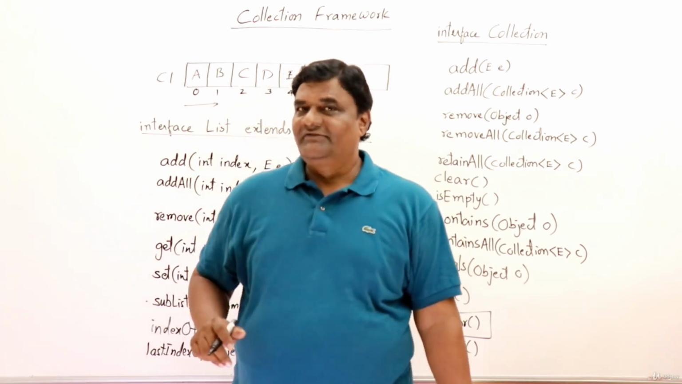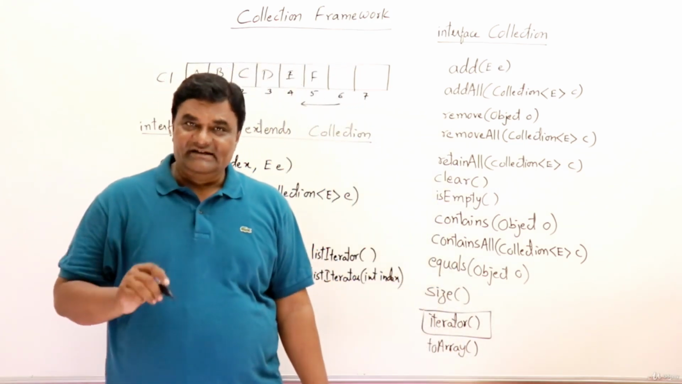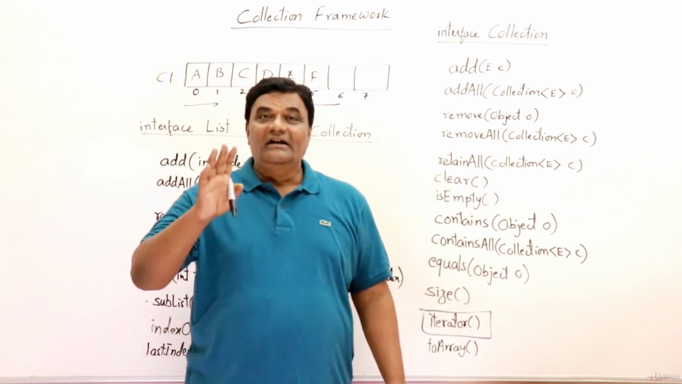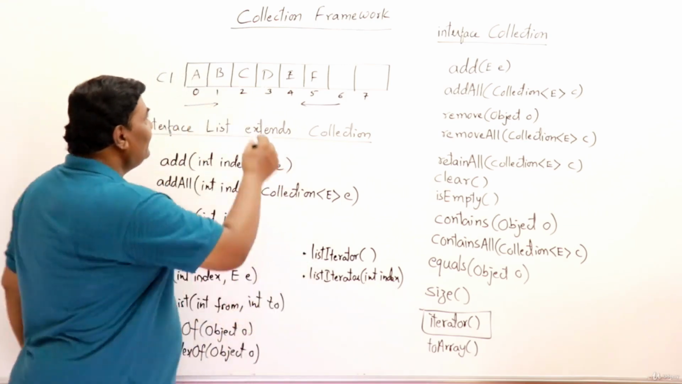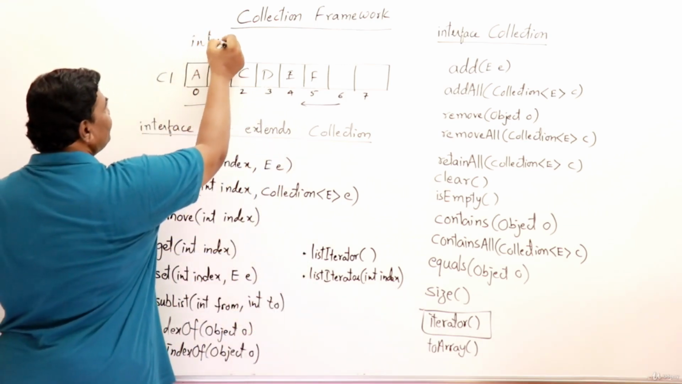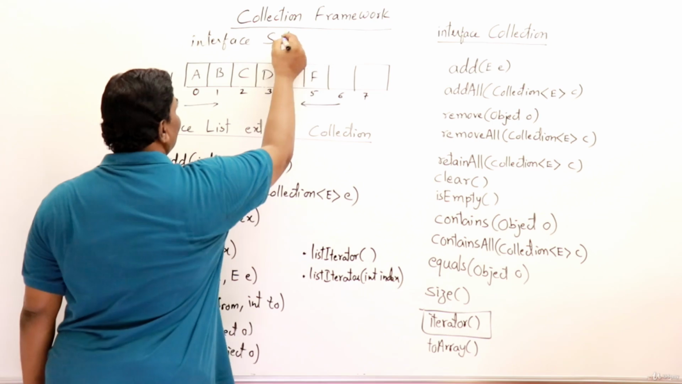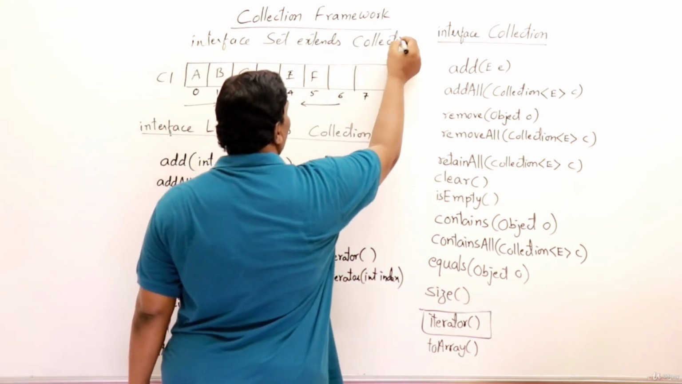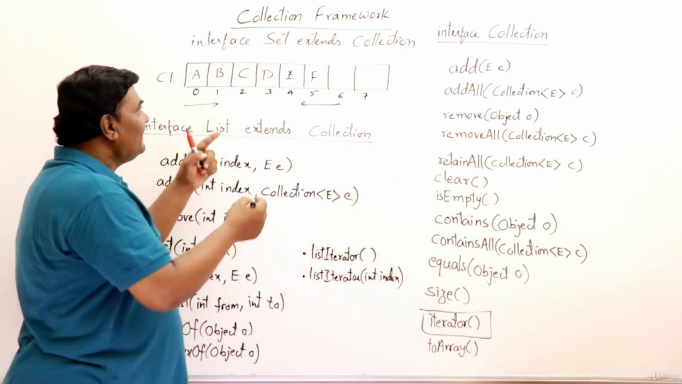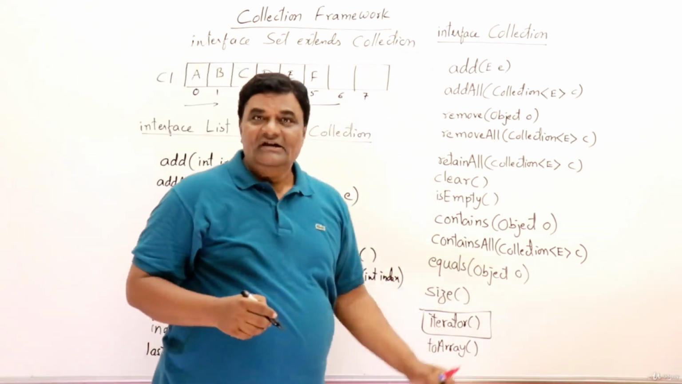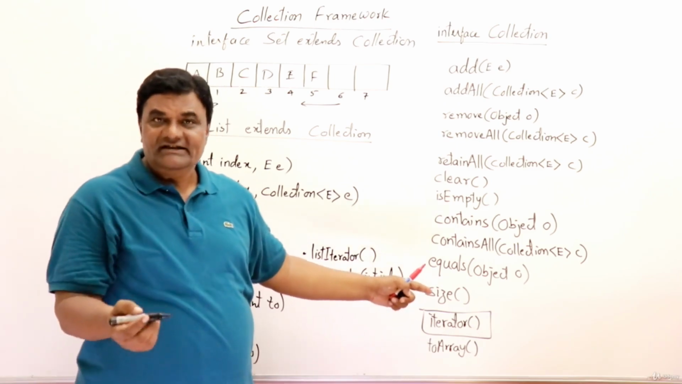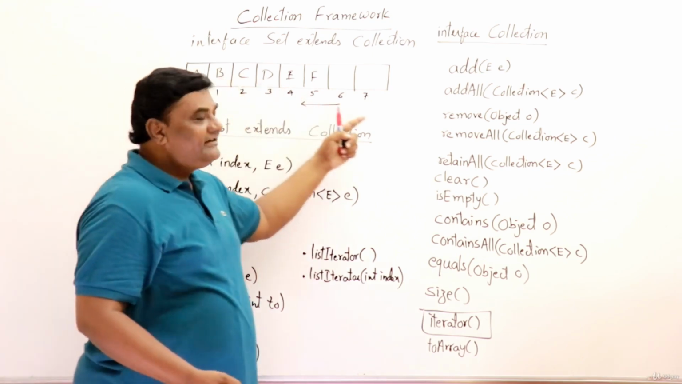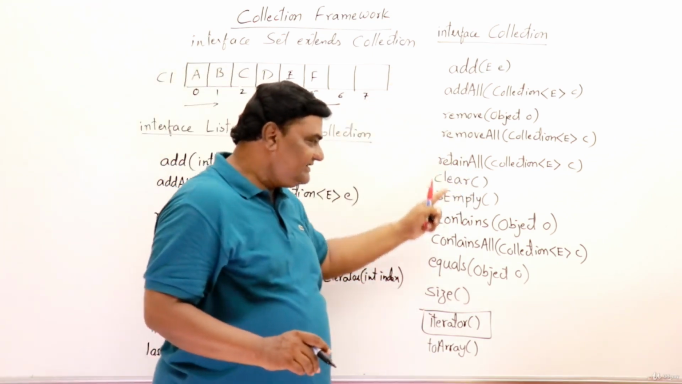Now one more interface is remaining, the last one, that is set. And the good thing is that it doesn't have any extra methods. It extends the collection interface. So here I will write: interface set extends collection. Any extra methods? No extra methods at all. So it is as it is, same as the collection interface. So if you know these methods, you know about collection, you know about set. And if you know the extra methods, you know about list also. So set doesn't have any extra methods, it is having only these methods.